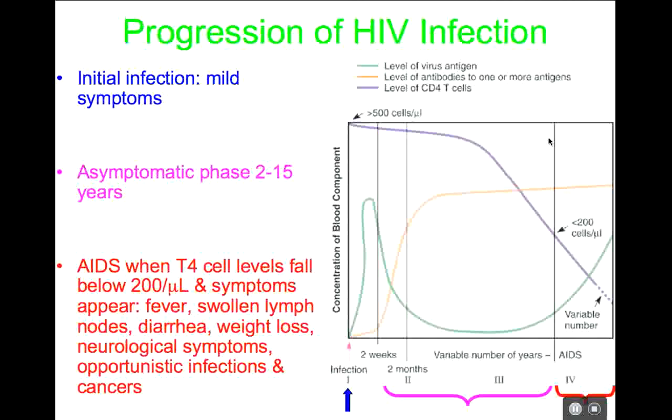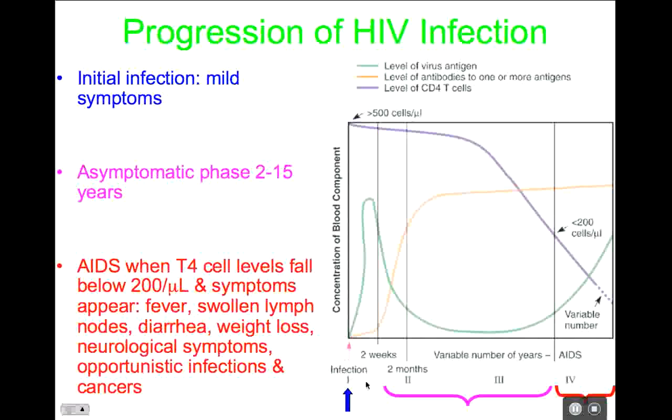Several lines on this chart are going on all at the same time. I want to pay attention to one at a time. Let's first look at the green trace. We are looking at time here on the x-axis. On the y-axis, we're looking at concentration of various things. For the green trace, we're looking at concentration of virus in the blood.